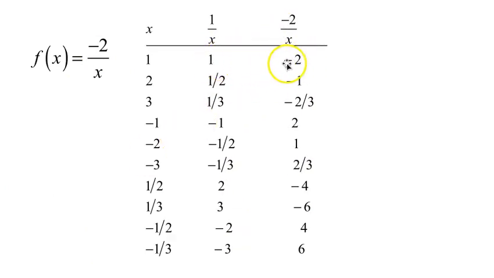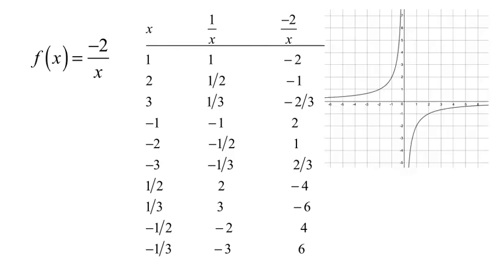So negative 2 times 1 is negative 2. Negative 2 times a half is negative 1. Negative 2 times a third is negative 2 thirds. Negative 2 times negative 1, positive 2. Negative 2 times negative 1 half, positive 1. Negative 2 times negative a third, positive 2 thirds. Negative 2 times 2, negative 4. Negative 2 times 3, negative 6. So here's my x values, there's my y values. From that, we should be able to construct a graph.